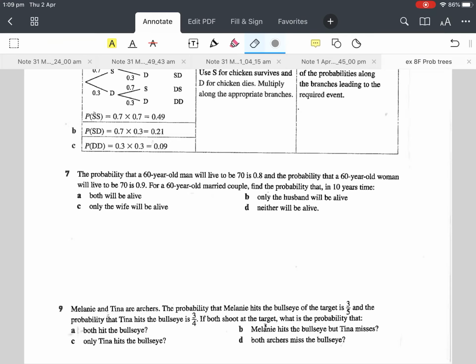The probability that a 60-year-old man will live to be 70 is 0.8, and the probability that a 60-year-old woman will live to be 70 is 0.9. For a 60-year-old married couple, find the probability that in 10 years' time, both will be alive, only the husband will be alive, only the wife will be alive, or neither will be alive.